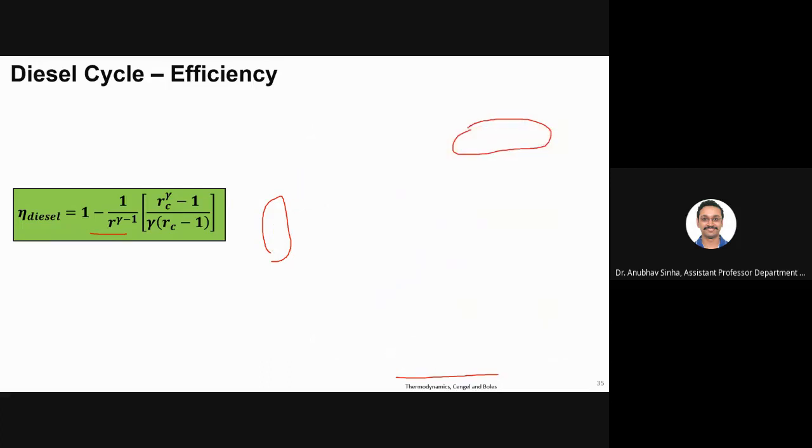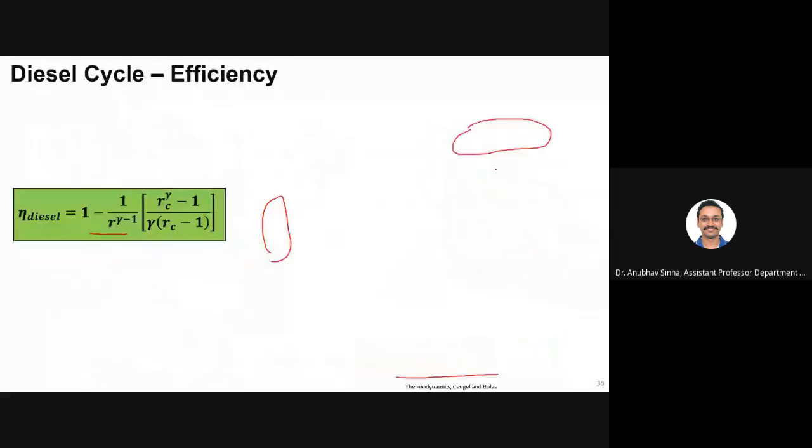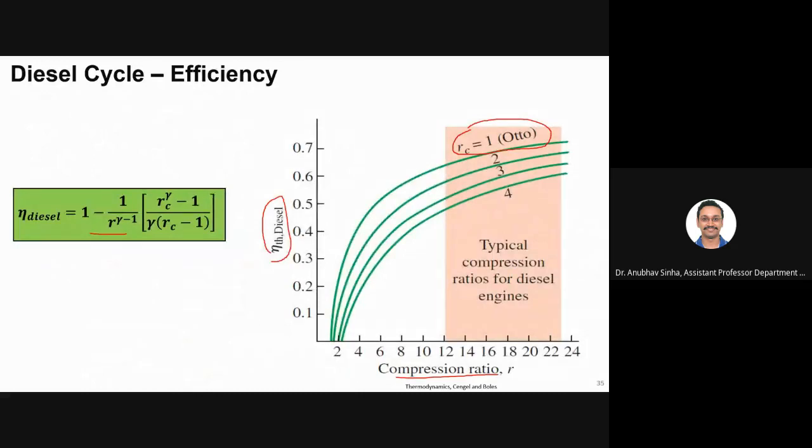Okay, so if you go back, what is RC? RC we defined as V3 by V2. If V2 and V3 are the same, then basically we are saying that your heat transfer becomes constant volume. So then it becomes Otto cycle. Constant volume heat transfer is Otto cycle. So what we see is that the efficiency of a diesel cycle increases with compression ratio, and it also increases with a decrease in RC.